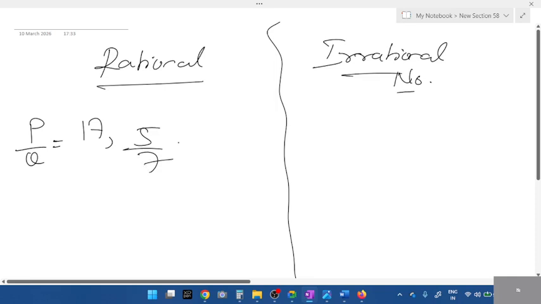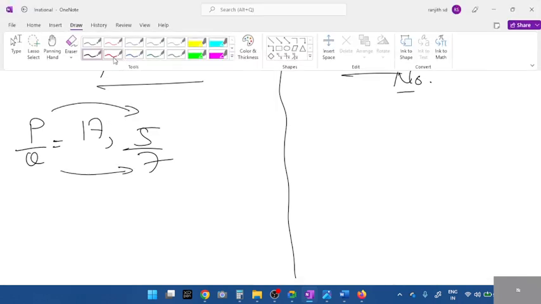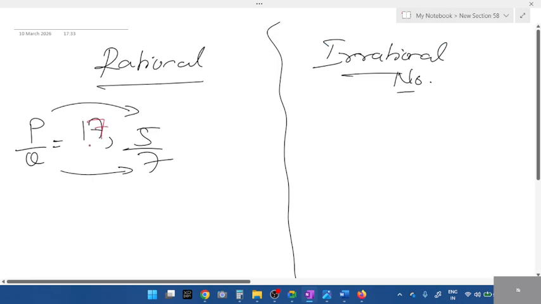So we are not talking about terminating or non-terminating, only rational, irrational. 5 by 7 has a numerator and a denominator, so it is a rational number. 17 is a rational number. The reason is, if it doesn't have a denominator, you can take it as 1. 0.5 is a rational number because it stops, it is terminating. After 0.5, we don't have any value. You can write 0.5 as 5 divided by 10.